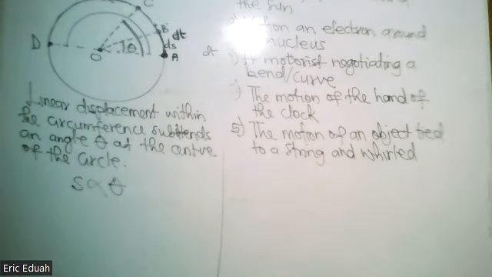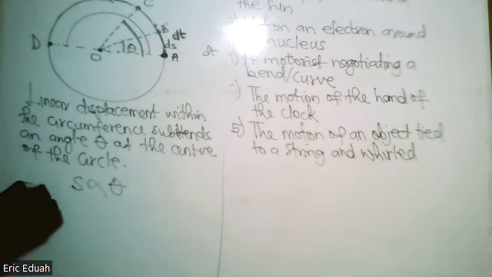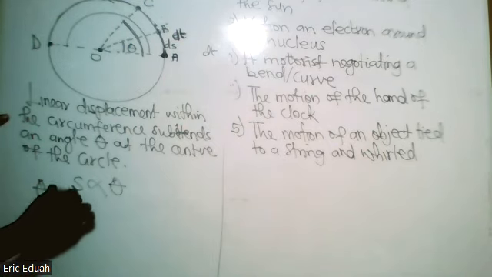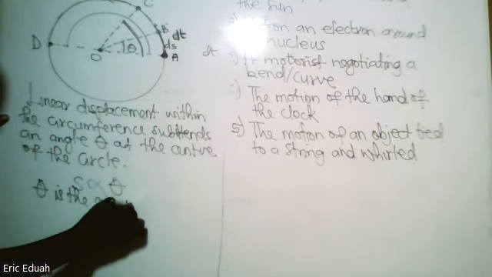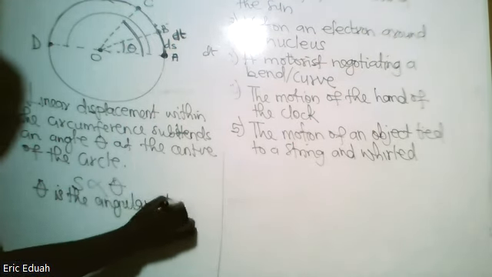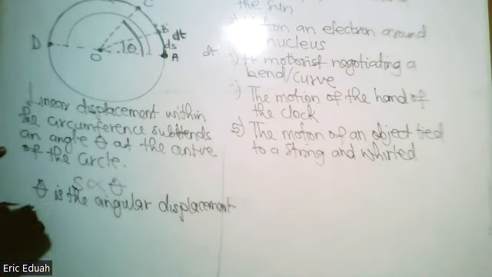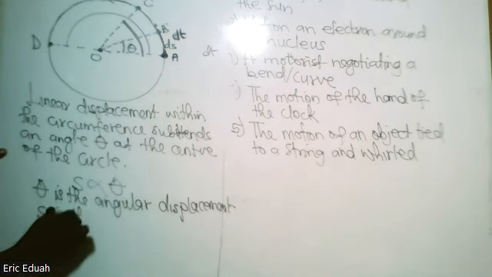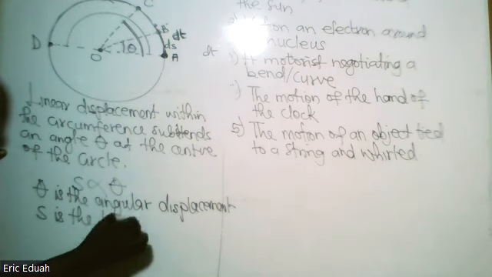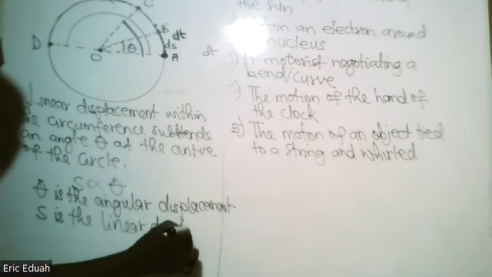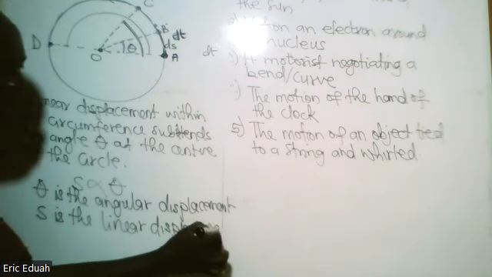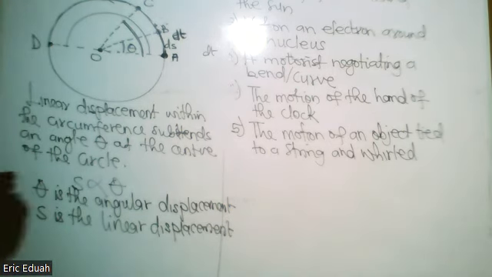Okay, and this angle is what we are calling the angular displacement. So theta is the angular displacement, whereas S is the linear displacement. So in circular motion, we realize that the linear displacement is directly proportional to the angular displacement.